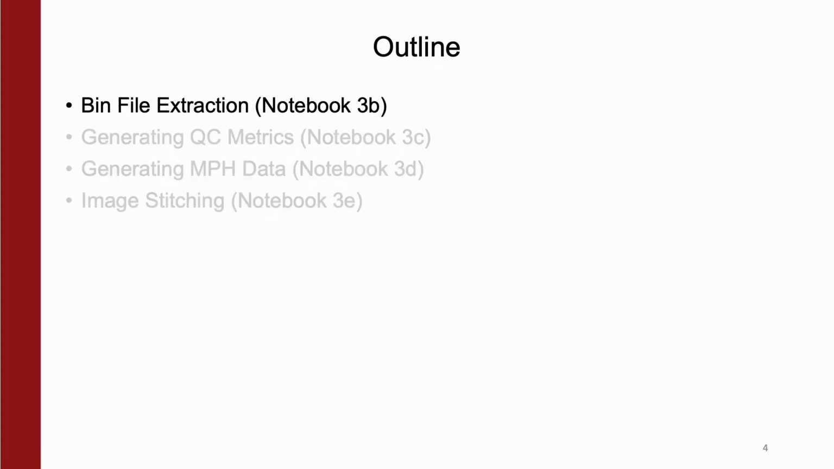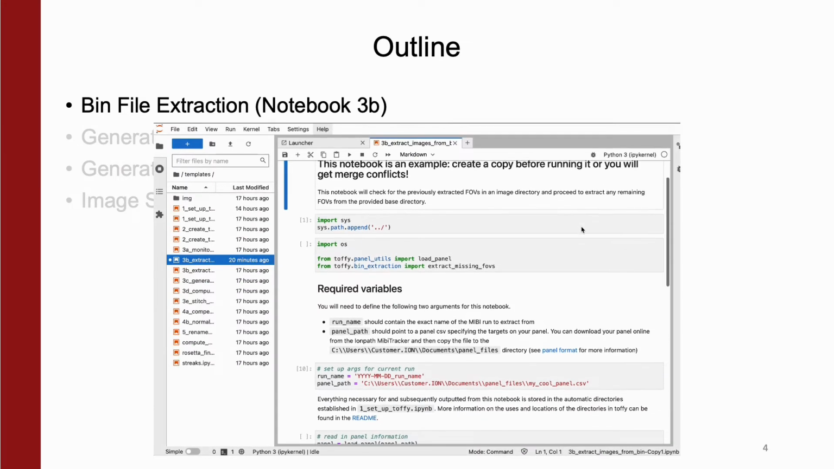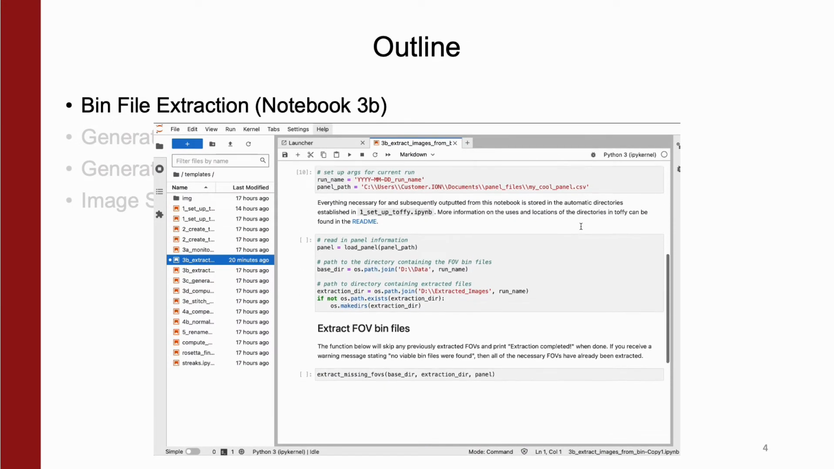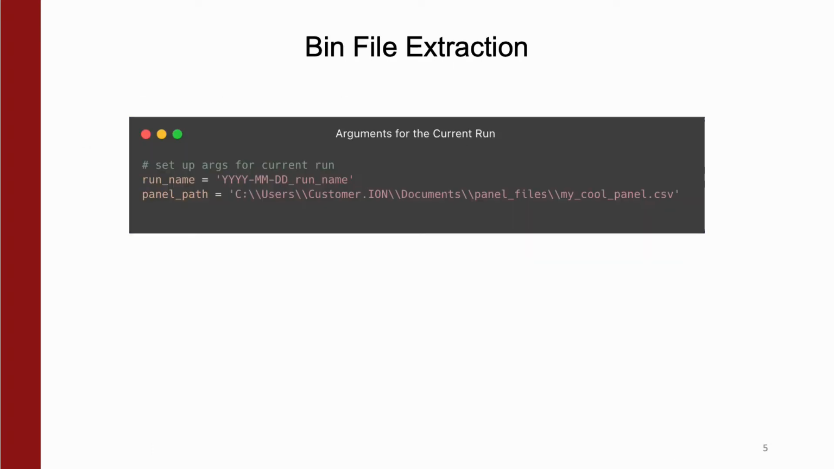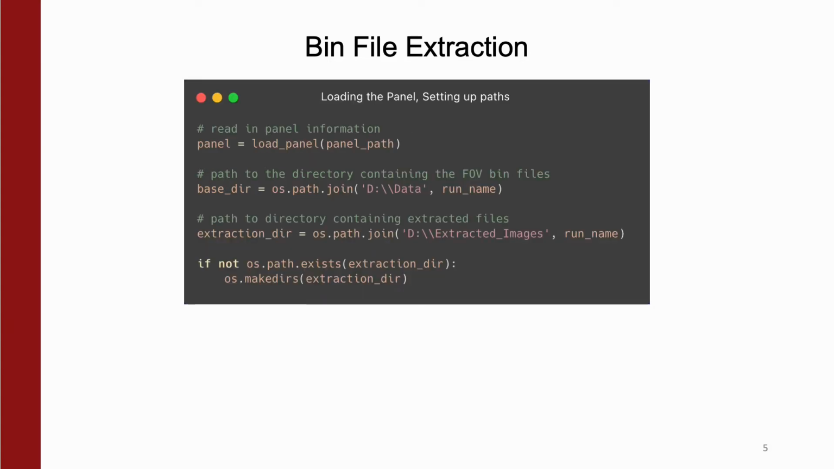Let's start out with bin file extraction. Go ahead and duplicate Notebook 3B and open it up. The first thing you're going to do is get your run name and then get the panel path, which is in C users customer.ion documents panel files. And specifically, you get your panel file from the MIB tracker and then go ahead and download it and then save it into that directory.